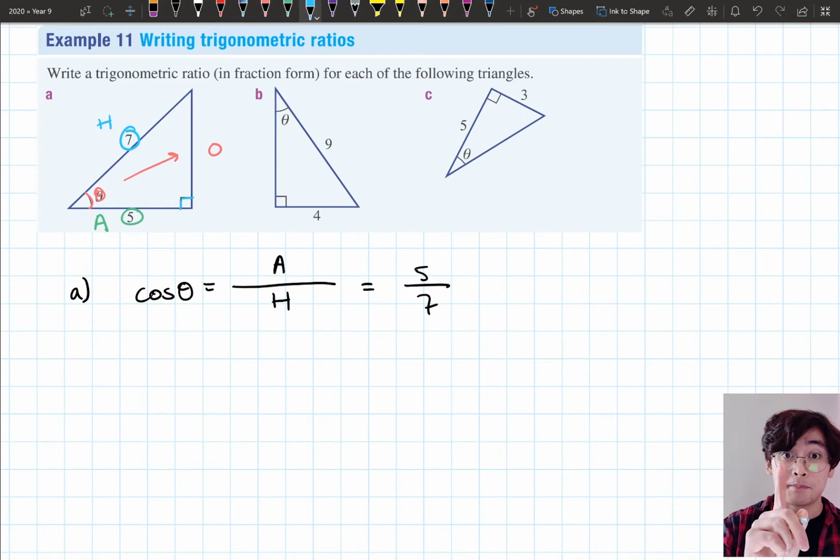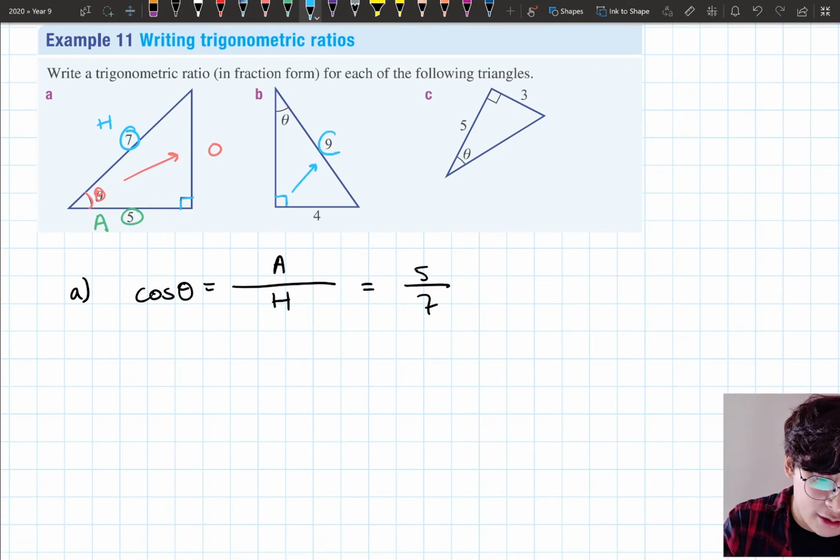B, first step, label our sides. Right angle is over here. Let's first identify my hypotenuse. My hypotenuse is opposite my right angle. So here, opposite my right angle is this side over here. So 9 is my hypotenuse.